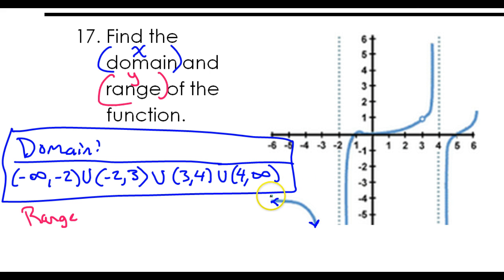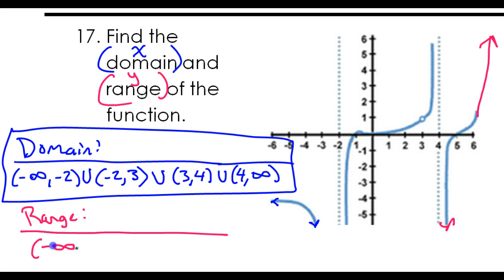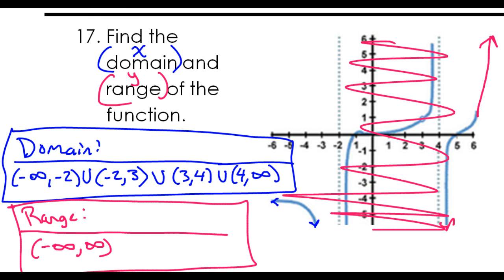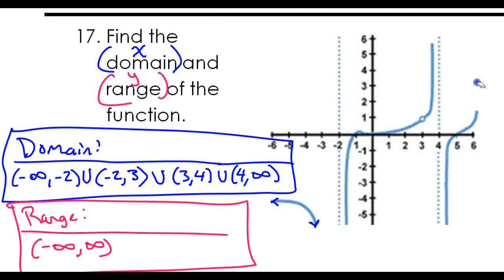So let's see, this branch stops here, but then this part in here is being covered. This branch over here just covers everything. It goes up forever, it goes down forever, it doesn't have any breaks. So this branch alone just covers it all. So every y value is in fact covered. So the range is going to be negative infinity to positive infinity. You do not do each one of these separately. You just look at the whole graph from bottom to top, all together. Every y value is hit, so negative infinity to positive infinity.